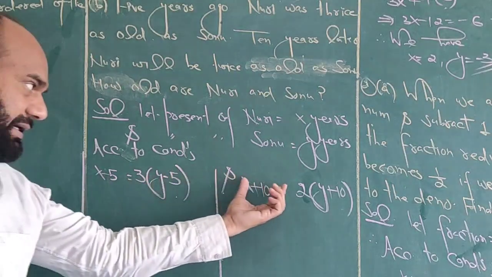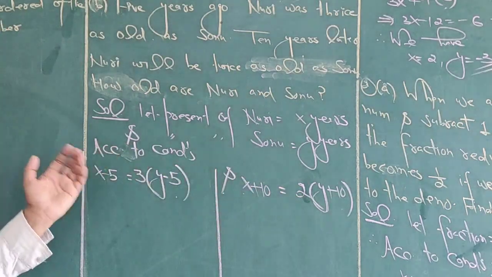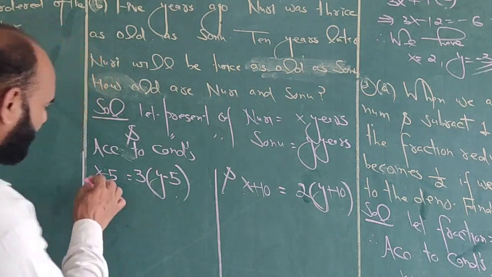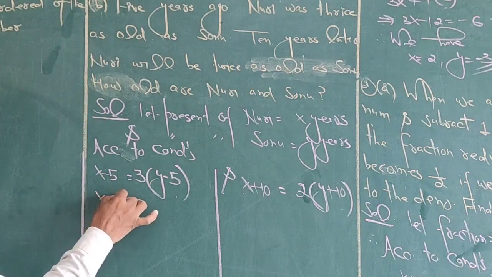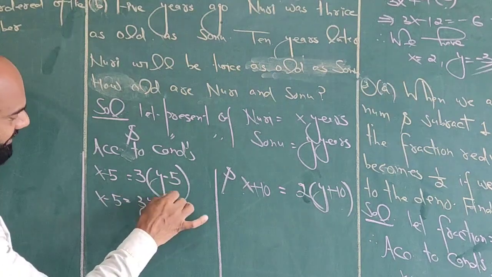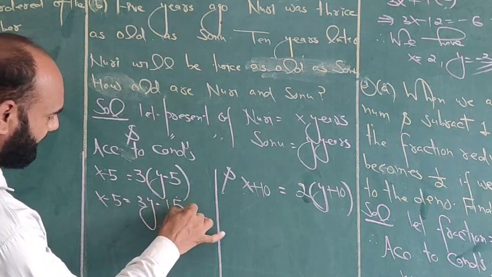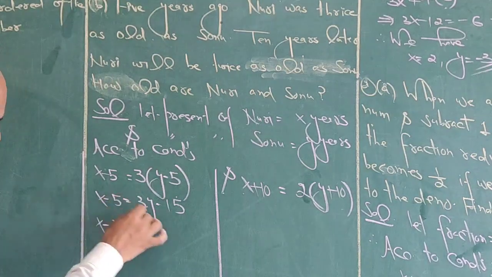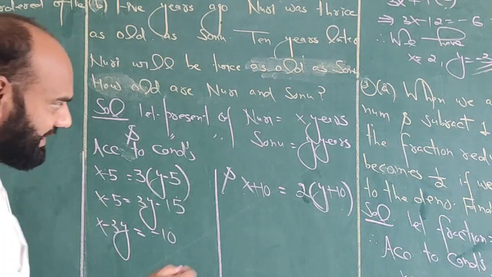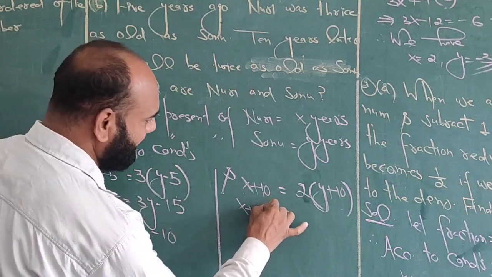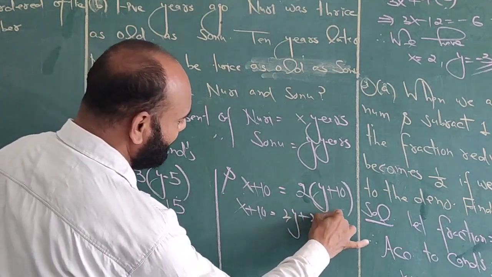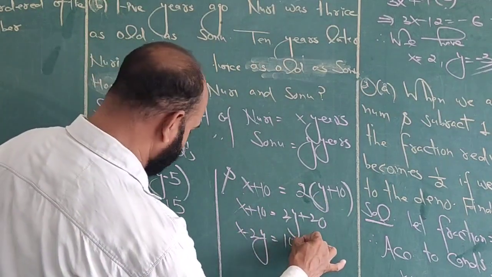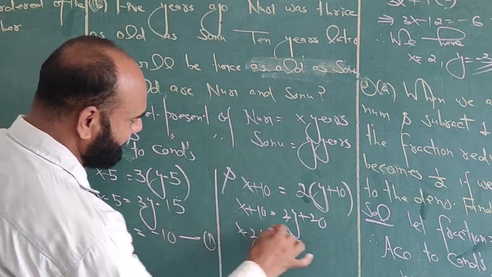Now these are two equations, and first of all we get them in standard form and then solve by the elimination method. So x minus 5 is equal to 3y minus 15, and therefore x minus 3y is equal to minus 10. And the second equation is x plus 10 is equal to 2y plus 20. Therefore x minus 2y is equal to 10. This is equation number first, and this is equation number second.